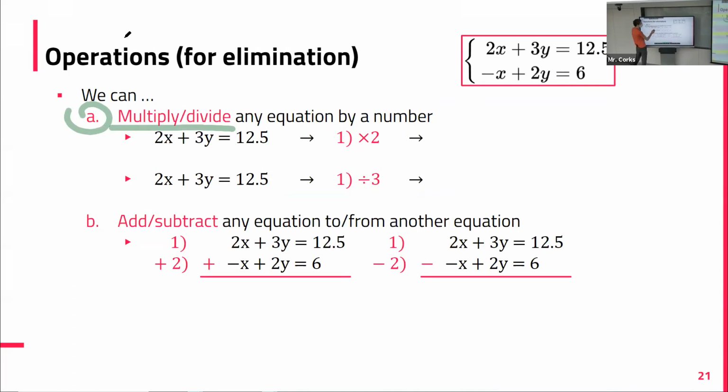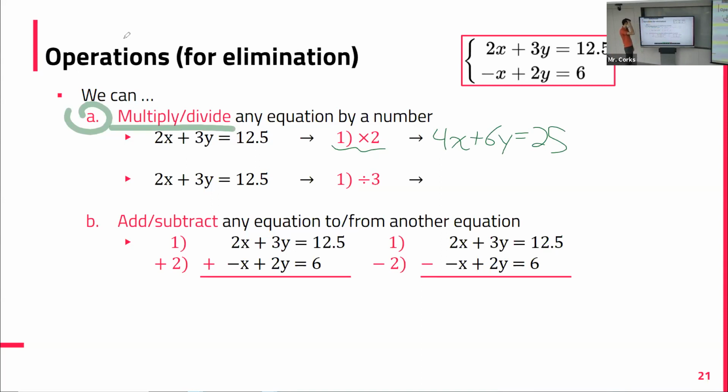So equation 1 here, 2x plus 3y equals 12.5. Well, I can just multiply both sides by 2 and say, okay, we get 4x plus 6y equals 25. Right? So just multiply both sides by the same thing. It stays balanced, so no problems. We can divide both by something, by 3, and I won't write it out, but that's probably not very controversial.